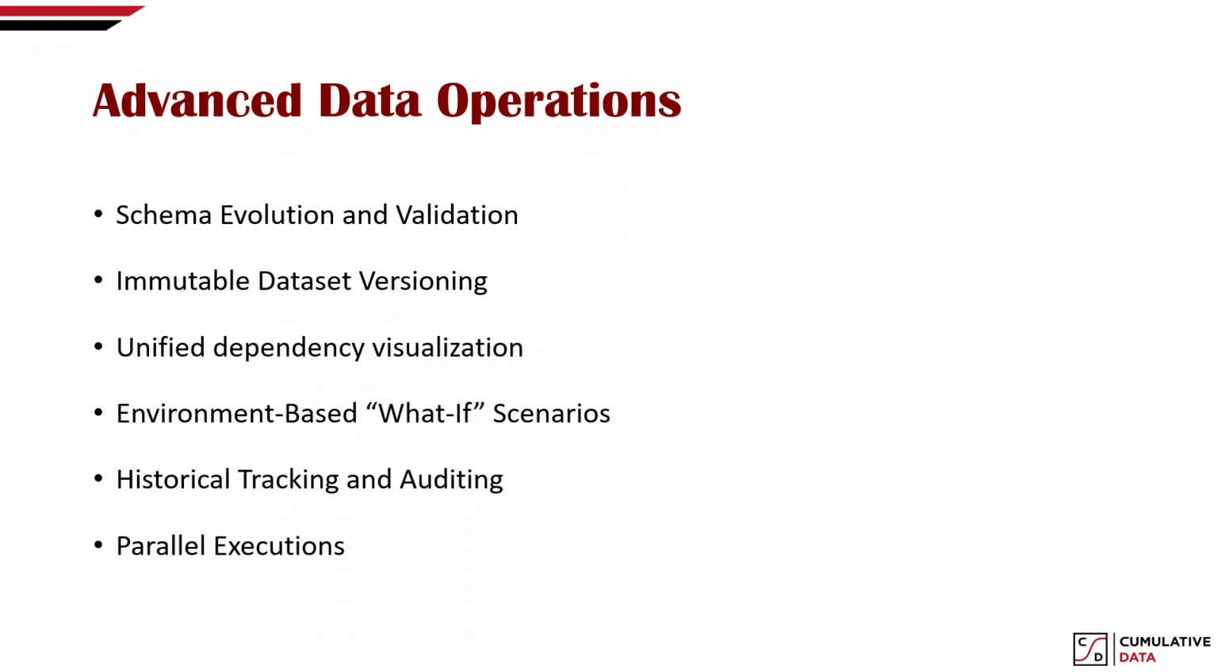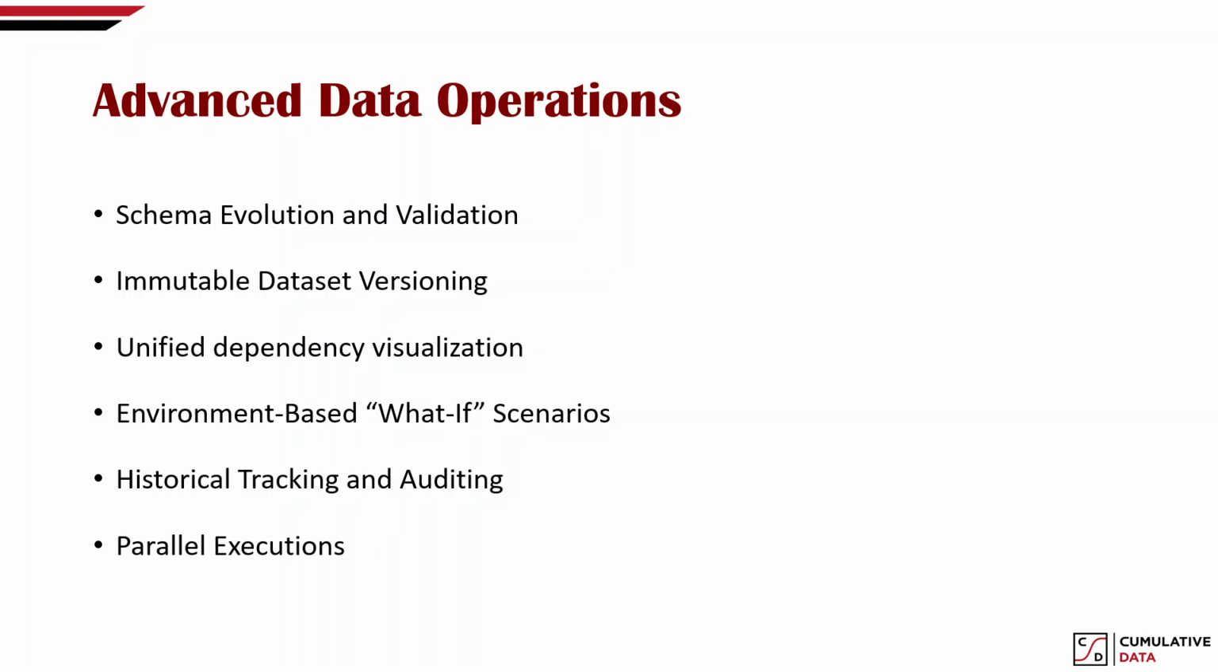We saw schema evolution and validation. This feature allows your data structures to grow and change alongside your business needs, all while maintaining data integrity. We also explored the power of immutable dataset versioning. This approach ensures you have a clear, unaltered history of your data, crucial for reproducibility and auditing. One of Trel's standard features is its unified dependency visualization. We just took a look at that example.